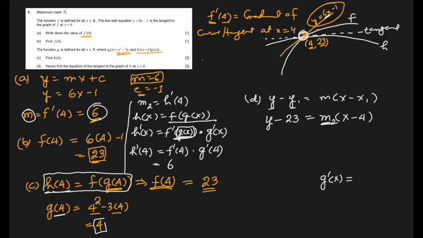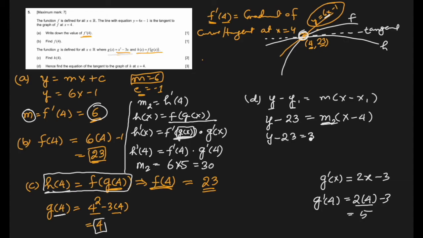So we'll have to differentiate x squared minus 3x, the main equation of g. Differentiation of x squared is 2x, differentiation of minus 3x is minus 3. So g'(4) is going to be 2 times 4 minus 3, which is 8 minus 3, 5. So we got it, 5. m2, which was h'(4), is 6 multiplied by 5, which is 30. And now we will use that here: y minus 23 equal to 30 times (x minus 4).